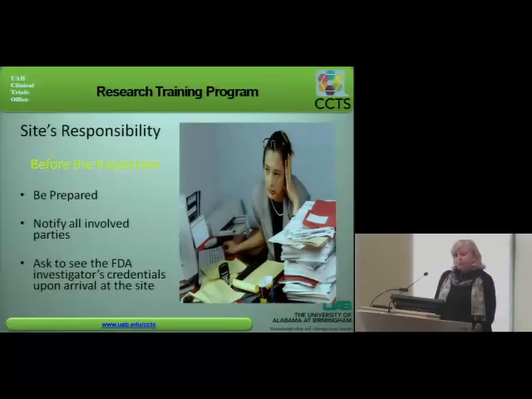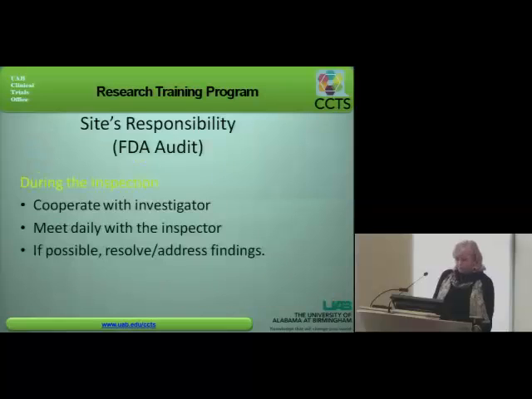So your responsibility as a site before the inspection is to be prepared and to notify all parties. That means the IRB and your sponsor. If you have somebody on campus that can come help audit your records, you have to get permission. You can't just let anybody come look at your records. But anybody that's already gone through an FDA audit, use them as a resource and really question what happened and what to expect, and be prepared for when they're there. And ask to see the FDA investigator's credential upon their arrival.